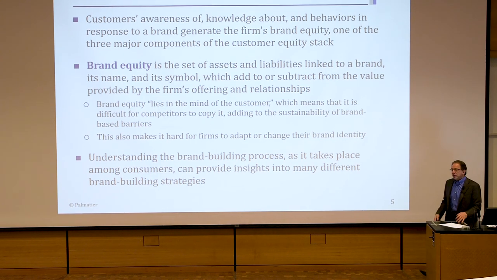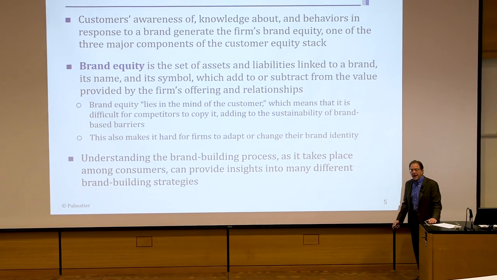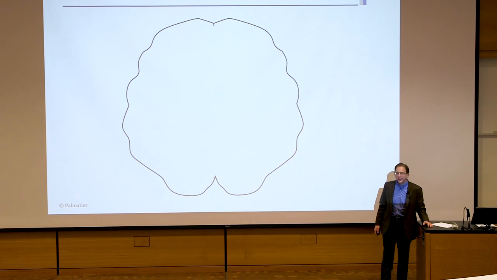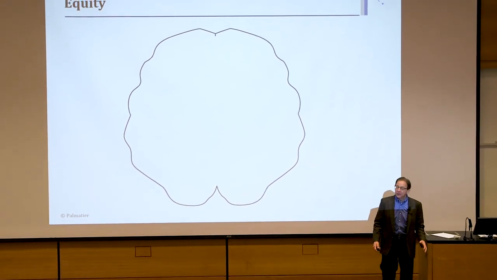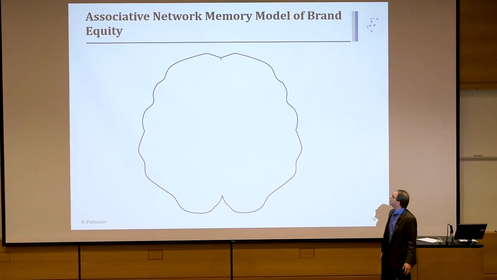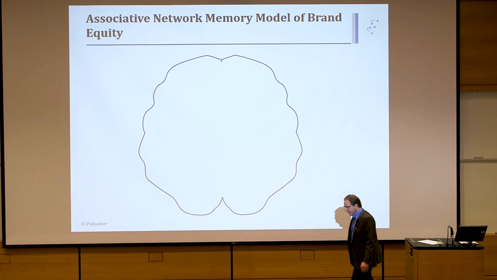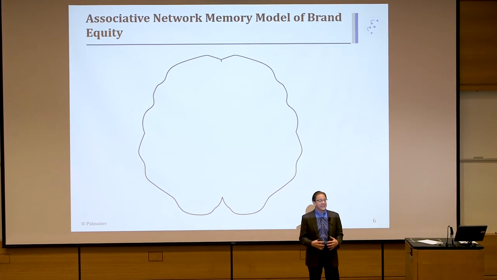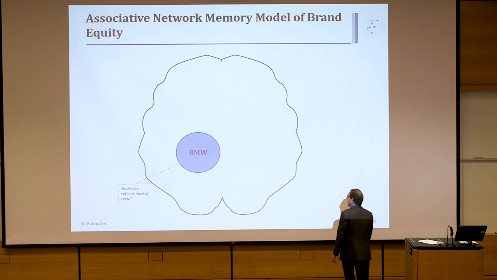Now we're going to go through how brand building works. How does it work in your mind? And this is a model. It's called the associative network memory model of brand equity. There's been lots of research done on this, and maybe it doesn't exactly represent what happens in your brain, but as a metaphor for what happens in your brain, it seems to be very accurate because how it works holds up to this. So let's go through and use an example of BMW.